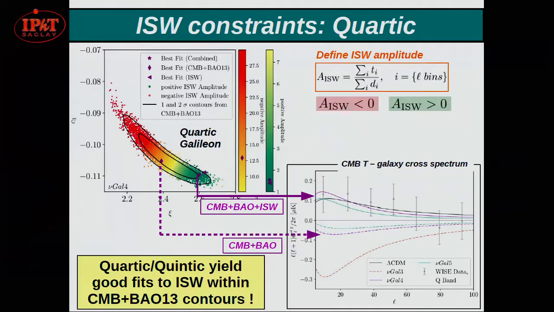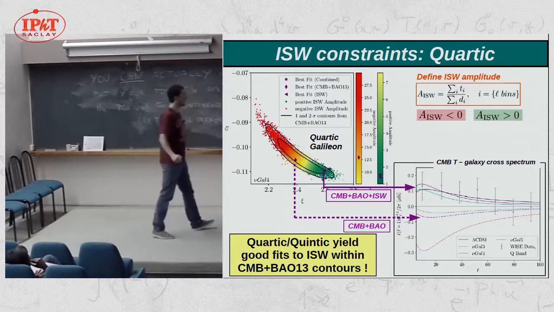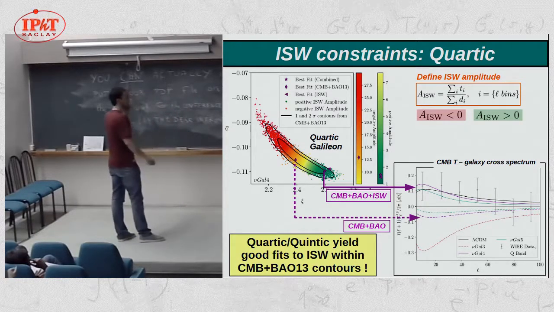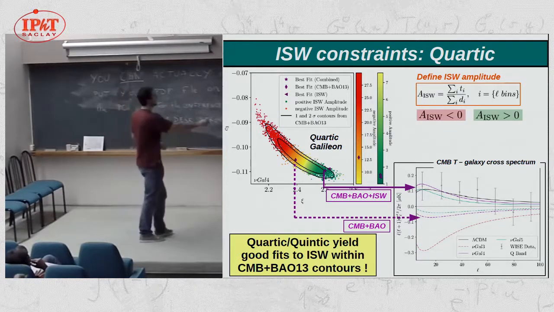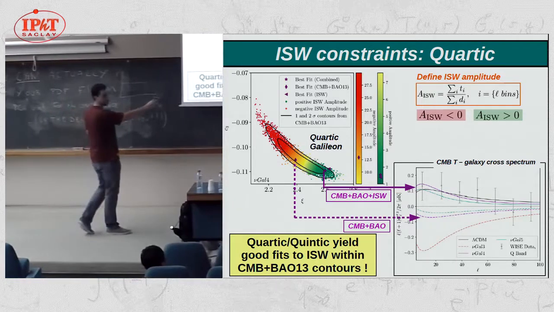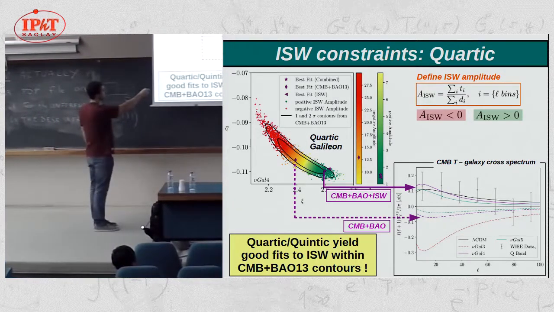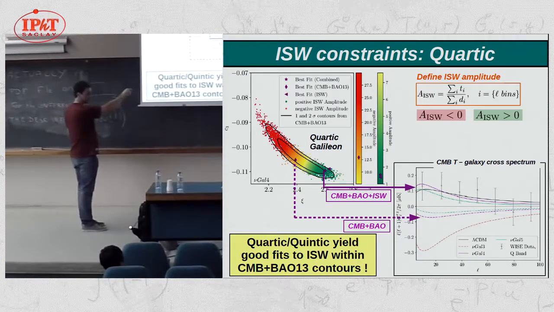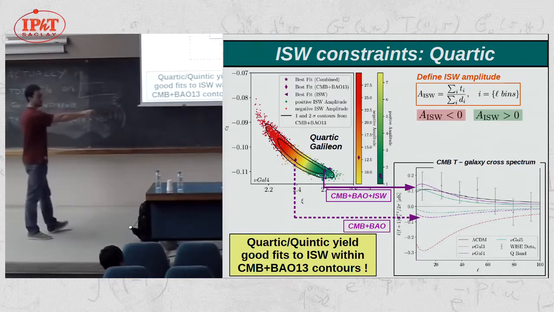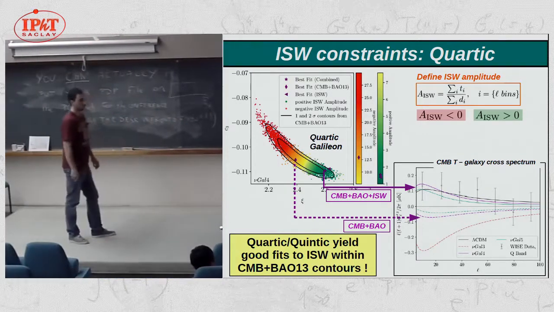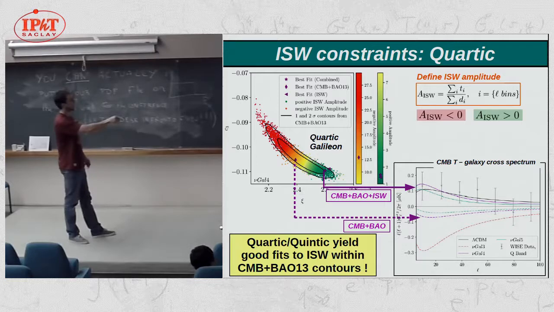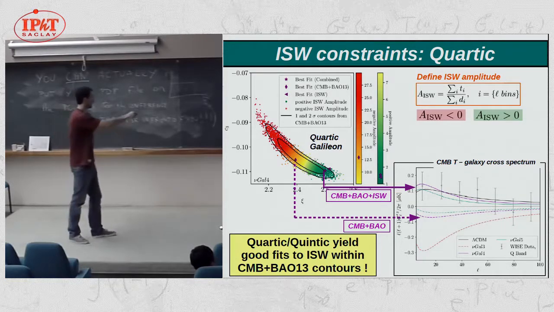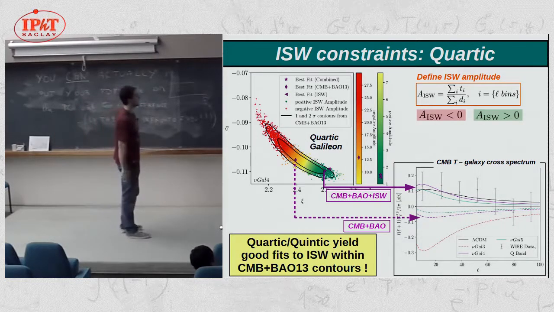Just as a historical remark, in this paper from 3 years ago by myself and Baju, we were perhaps too quick to say that the ISW was the likely killer of the whole Galileon parameter space, including the quartic. The reason we said that is because this point here was basically the same best fitting point that we found at the time, and we analyzed the predictions for this point and some points around it. And we concluded that, okay, odds are that the ISW is going to rule this out, because this lies in the negative part. The colors here are red, so negative amplitude for the ISW.